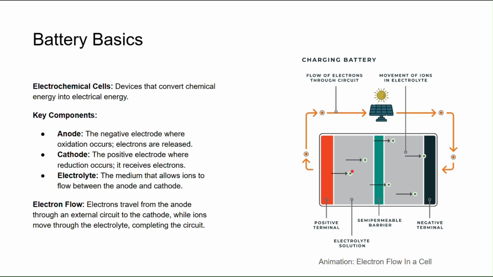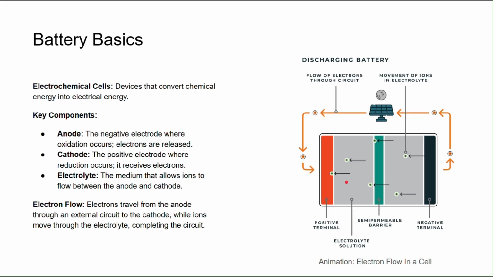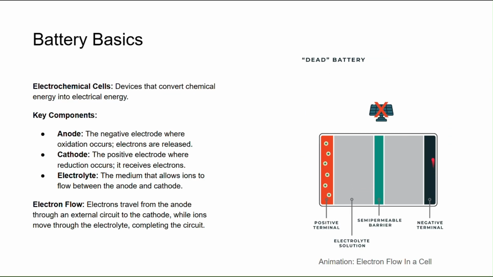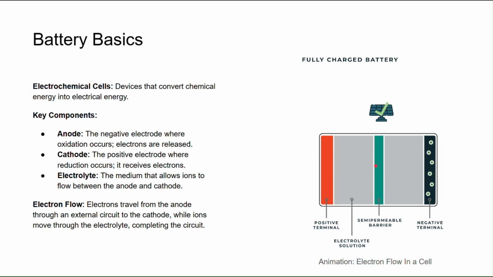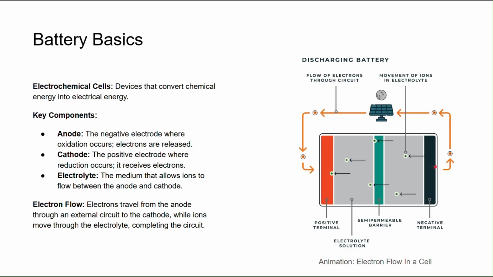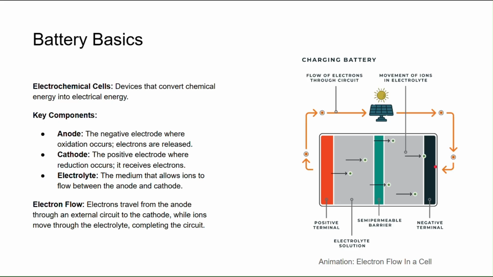Finally, let's talk about how electrons flow. When you connect the battery to a device, electrons flow from the anode through the external circuit to the cathode, generating electrical current. At the same time, positively charged ions travel through the electrolyte from the anode to the cathode. This movement completes the circuit and allows the chemical reaction to continue, sustaining the flow of electricity.